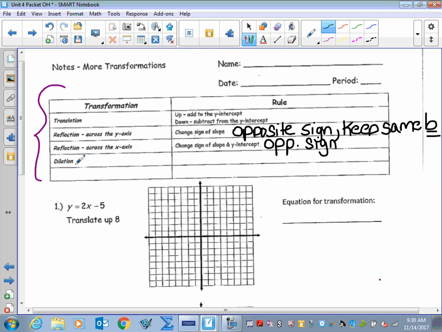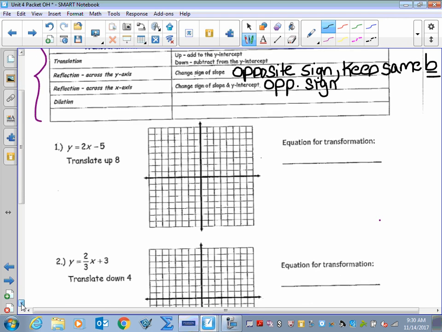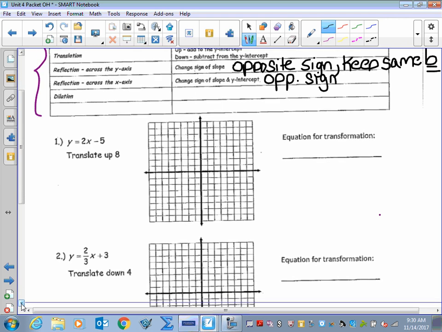Now, we're really not going to be doing dilations, but really you would multiply each number, but we're not going to be doing a dilation. So let's skip down to question number 1. So in number 1, it says, first we're going to have to graph.